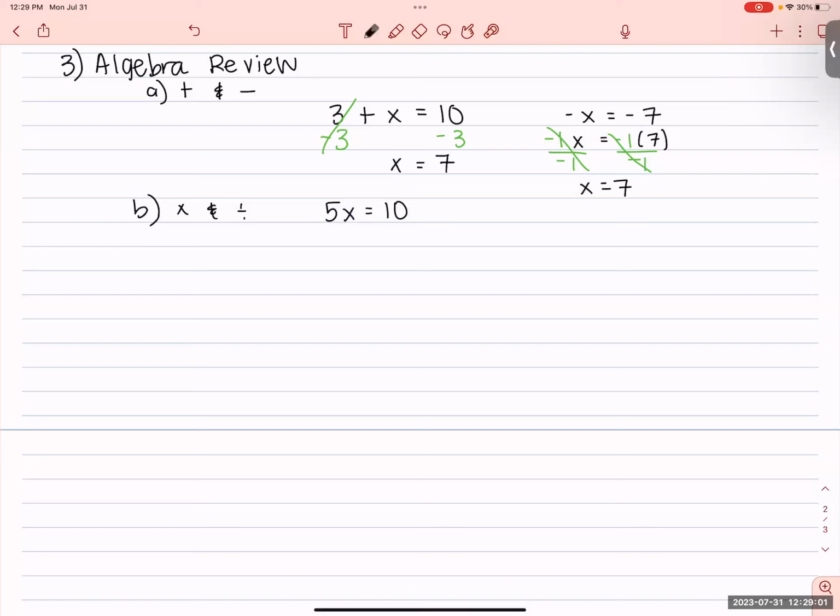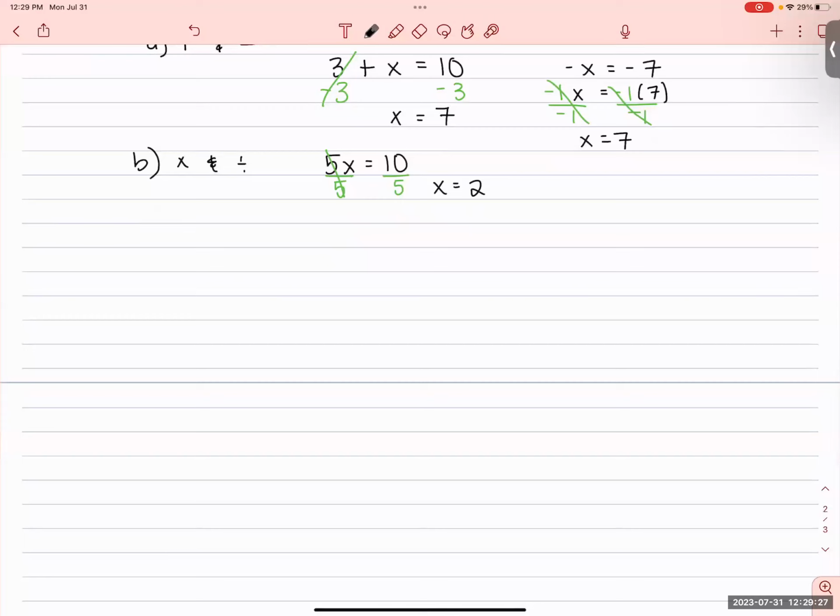We're not trying to move the x. We're trying to just get the x by itself right now. So I'm going to divide by 5 to get rid of the thing that's attached to the x, but I have to do it to both sides in order to keep equality. So 10 divided by 5 is what I'm going to enter in my calculator or do in my head, and I'll get x is equal to 2.